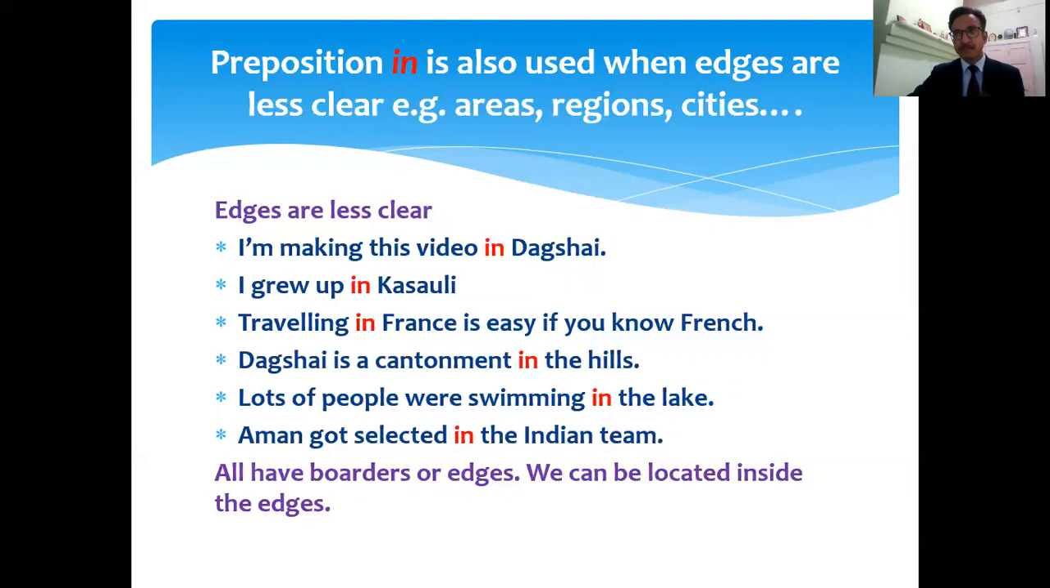When the edges are not very well defined. Cities, towns, regions. So there it is. I am making this video in Dakshai. Edges are less clear. I grew up in Kasauli. Traveling in France is easy if you know French. Of course. Daksha is a cantonment in the hills. Lots of people were swimming in the lake. Aman got selected in the Indian cricket team. All have borders or edges. We can be located inside the edges. So that is the use of in.